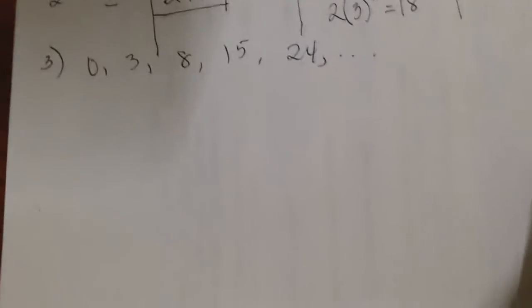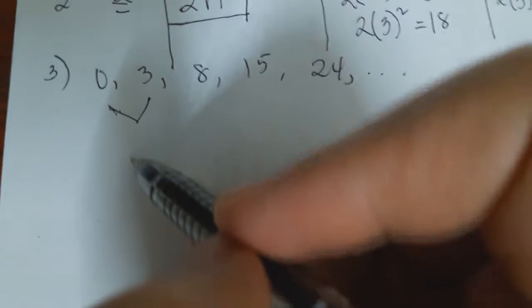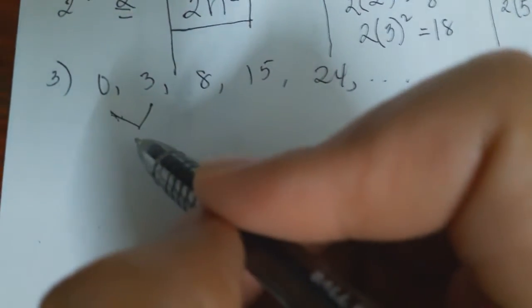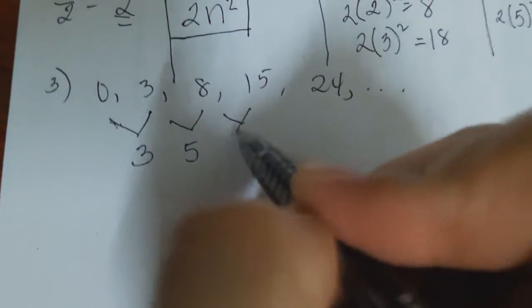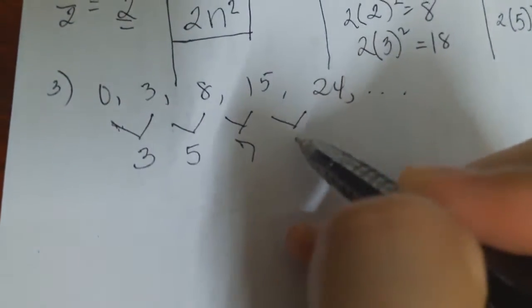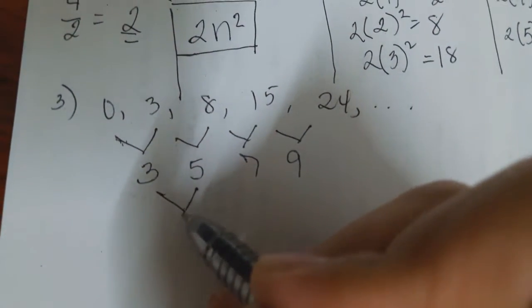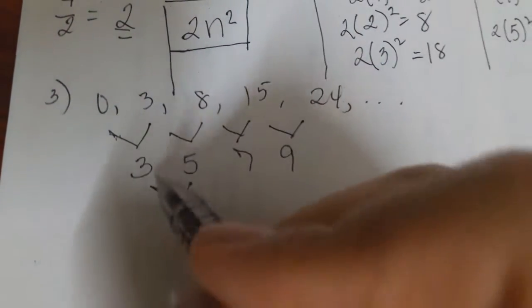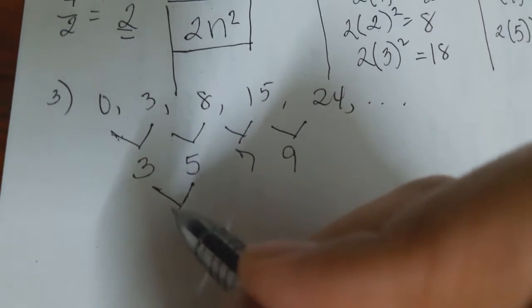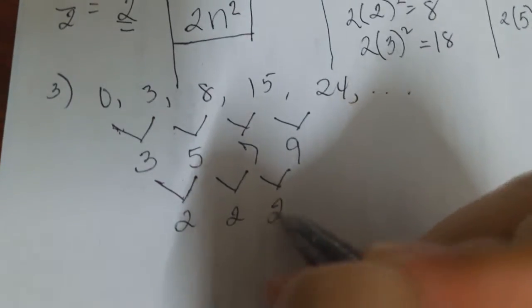The last example. So we have 0, 3, 8, 15, and 24. Let us do the subtraction again. 3 minus 0 is 3. We have 5, that's 7, and then we have 9. Let us do the subtraction again until we find the same value. 5 minus 3 is 2. So we have 2, and then we have 2.